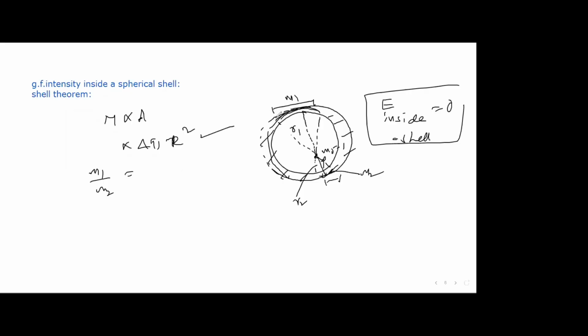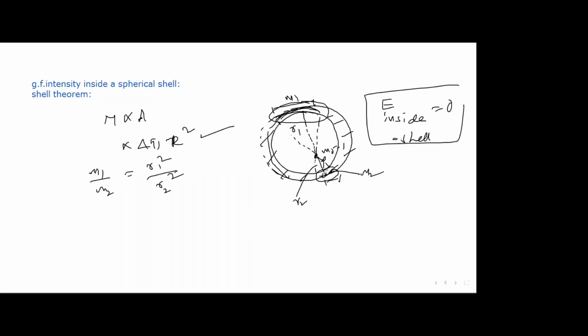This is intercepting more area, and this one lesser area. For any point mass inside, if you draw the lines, they intercept the spherical shell like this. So this region's mass is definitely more, because the area is more, and this region's mass is definitely less, because the area is less. I can simply write this as r1 square by r2 square. Now we have these mass ratios, r1 by r2.